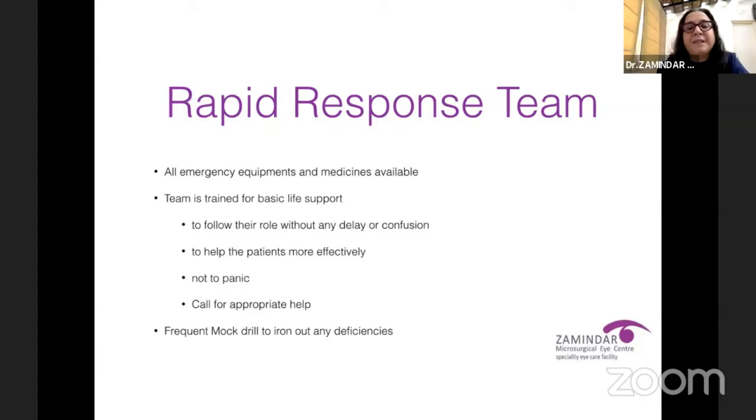A rapid response team for basic life support, something we call a code blue team, should be ready. And the team is trained with all emergency equipments and medicines available in your hospital. They help the patient more effectively without panic and call for appropriate help. And such mock drills should be conducted. NABH, of course, makes it mandatory, but with or without NABH, friends, I would recommend that you do have such a rapid response team, get the basic life support trained, and see that you do have mock drills also.